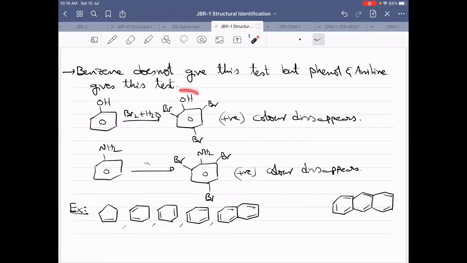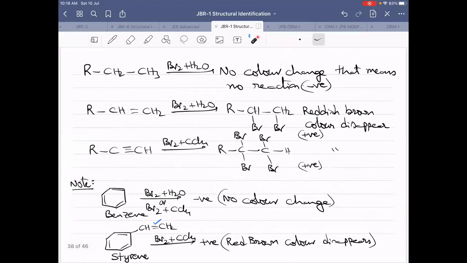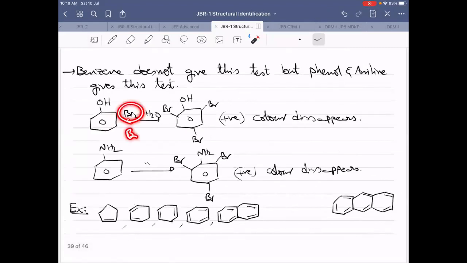It is not because of how the product is formed. It is because of the bromine molecule. Here the Br2 molecule is broken down. The moment the Br2 molecule breaks down, the color will disappear. And here also the Br2 molecule will break down, so here also the color will disappear. If color is disappearing, you can say that it is a positive test. Therefore, phenol and aniline are giving a positive result, whereas benzene is giving a negative result. And some other compounds also I have written here.